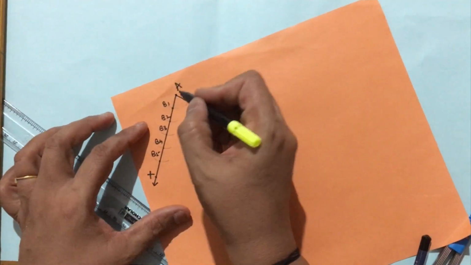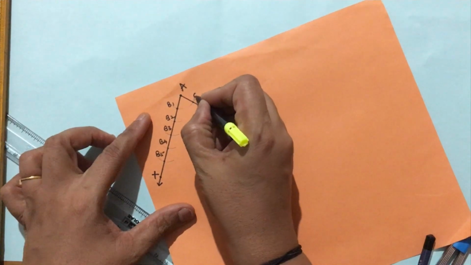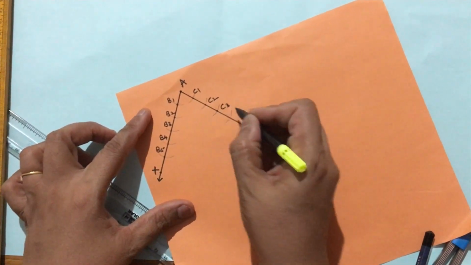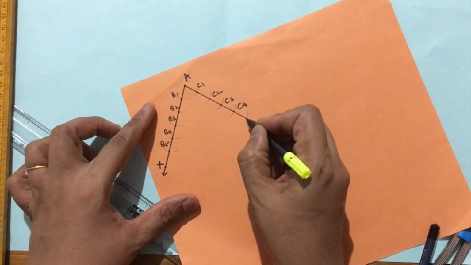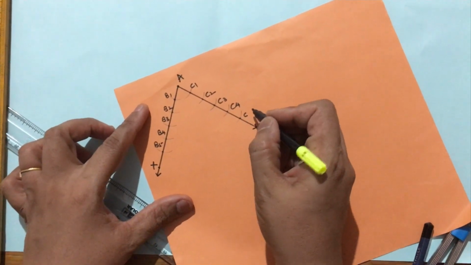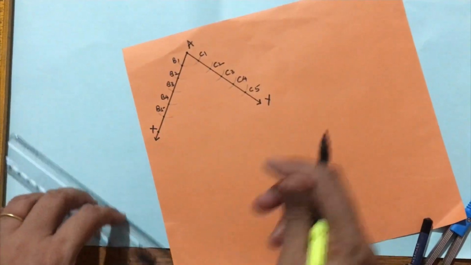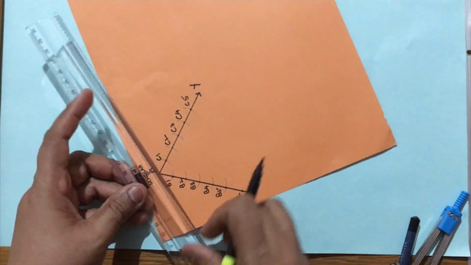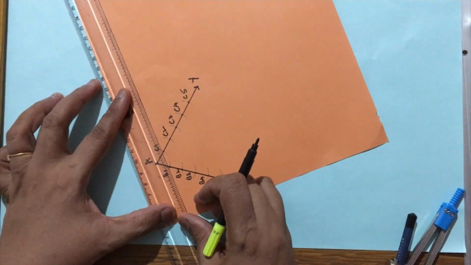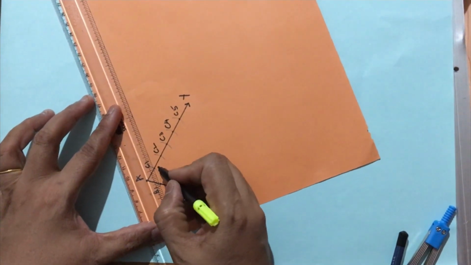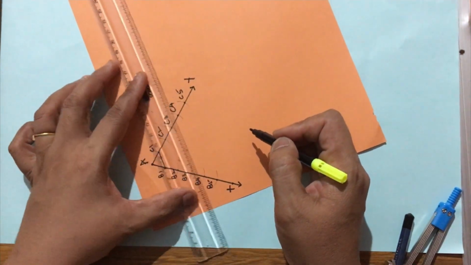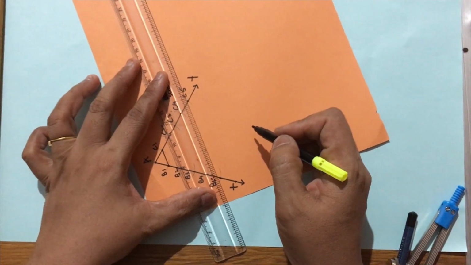And here name these points as C1, C2, C3 and C4. This is C5, like that. Okay. And now I am joining these points. First I am joining B1 to C1. Now you join B5 to C5.